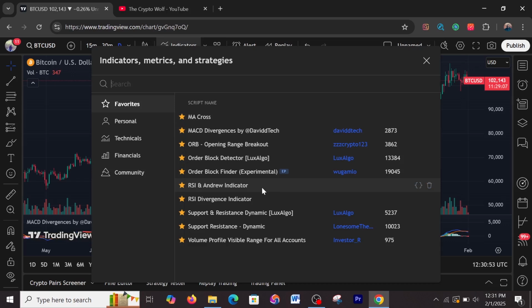These indicators are for support and resistance, because sometimes you may have difficulty in identifying support and resistance. So this indicator helps you to identify support and resistance, which is very, very important. So what you have to do is just click on it. Please take note of the names. That's why I'm putting it on the screen for a longer period, so that you'll be able to get it correctly. So this is the first support and resistance indicator by Lux Algo. So click on it.